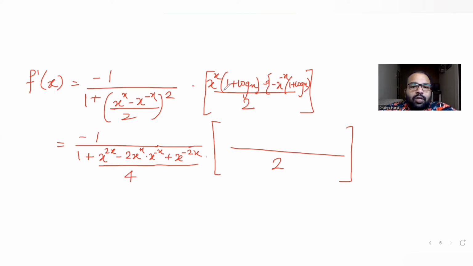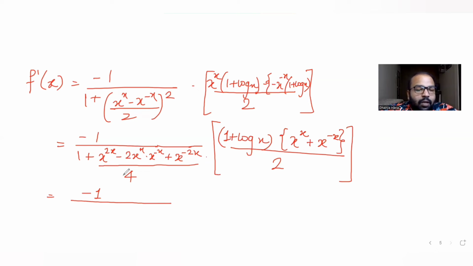Now if I see in both the ideas, I can take out 1 plus log x common, right? So if I take out 1 plus log x common from both of these, what I'm left with is x raised to x, minus into minus becomes plus, x raised to minus x. Now, further if I try to solve this, what I get is minus 1 upon this, if I multiply it here, becomes 4 plus x raised to 2x minus 2 into x raised to x, and x raised to minus x, if I write it, becomes 1 upon x raised to x. So this gets cancelled and you get 1 plus x raised to minus 2x.